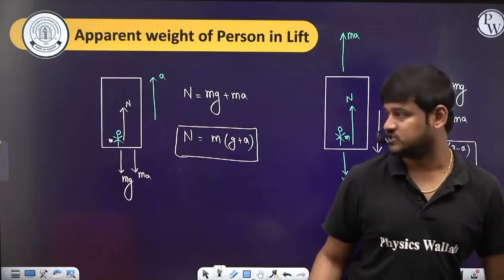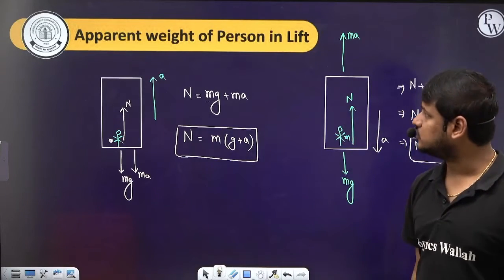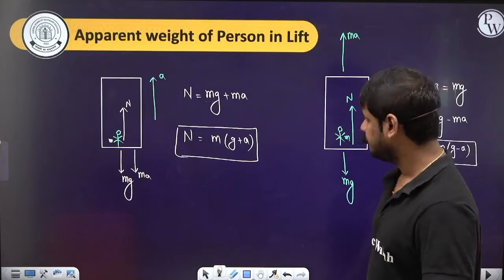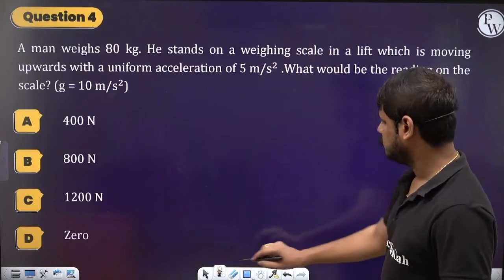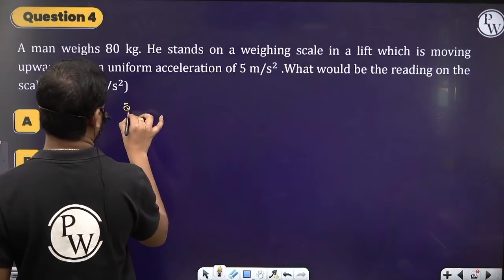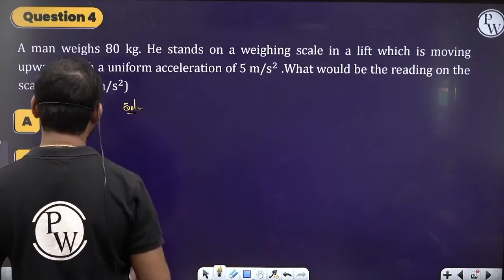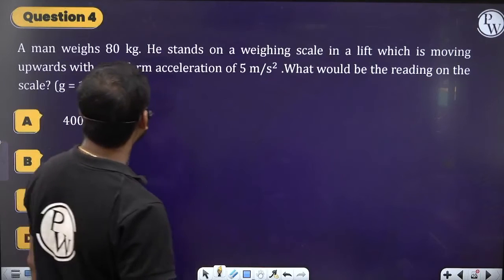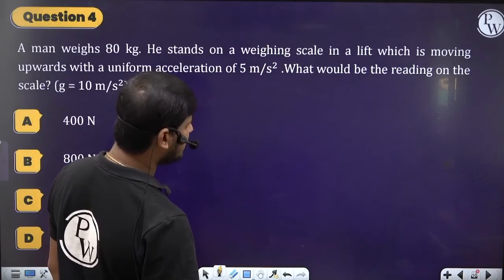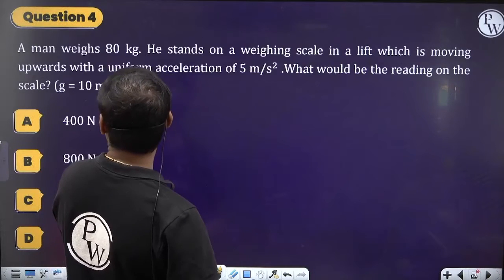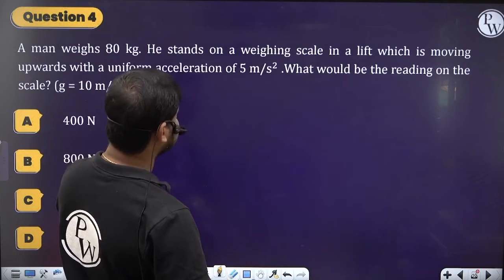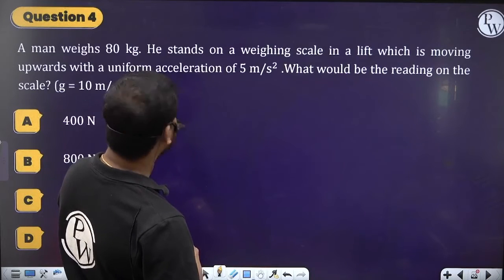Note this point. This is also one of the important concepts for your competitive examinations. The questions will be picked directly from here. Okay? Sure. So next, see here. What does the question say? A man weighs 80 kg. He stands on a weighing scale in a lift which is moving upwards with a uniform acceleration 5 meter per second square. What would be the reading on the scale?